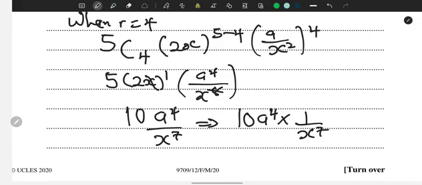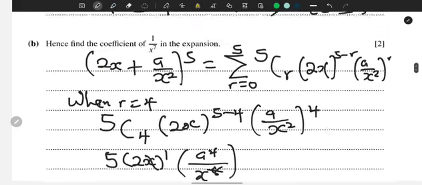So which implies that the coefficient of 1 over x to the power of 7 is what? It is 10a raised to the power of 4. 10a to the power of 4 is the coefficient. But you cannot leave your answer like this in terms of a. Why? Because you've gotten values for a already. All you need to do is put those values there to get the actual value for the coefficient.